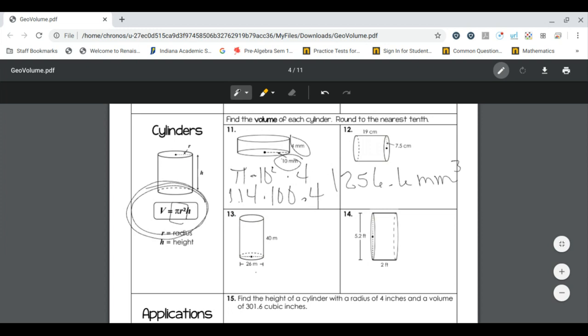Okay, let's look at 13. They give me a diameter, so I know my radius is then 13. And I can plug everything in. Remember, 3.14 times 13 squared times 40. If you work all of that out, you should get 21,237.2. Let me write that down.